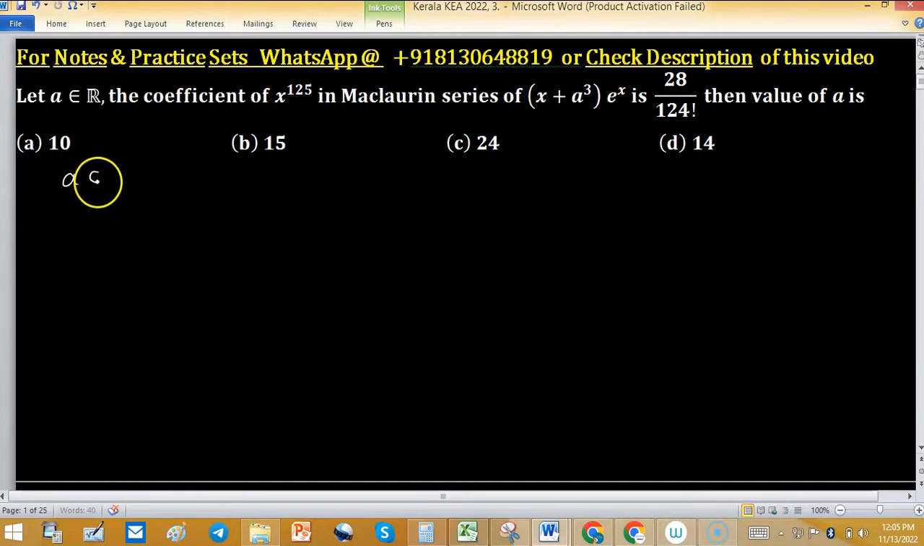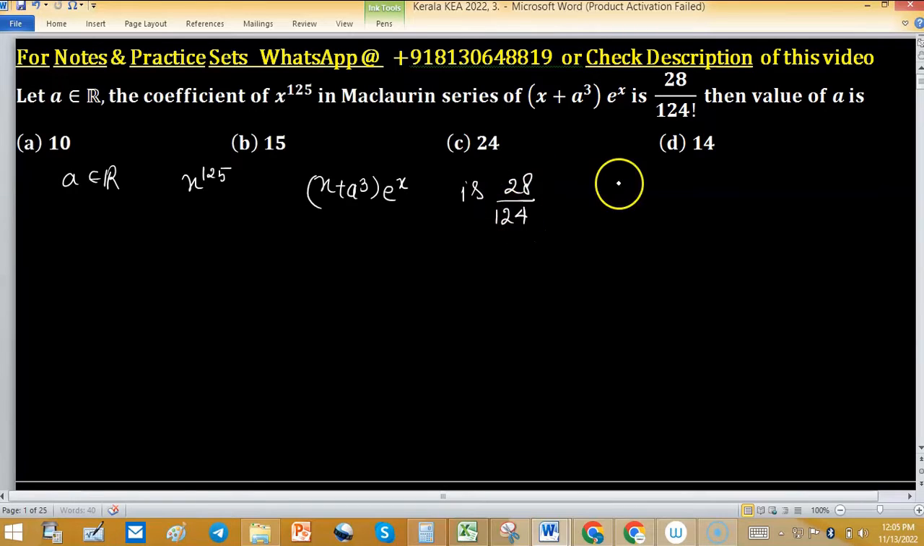Let a belong to R. The coefficient of x raised to the power 125 in the Maclaurin series of (x plus a cube) e raised to the power x is 28 upon factorial 124. We have to find the value of a. Four options are given, and we have to choose which one is the correct option.